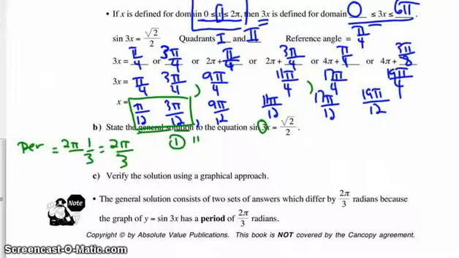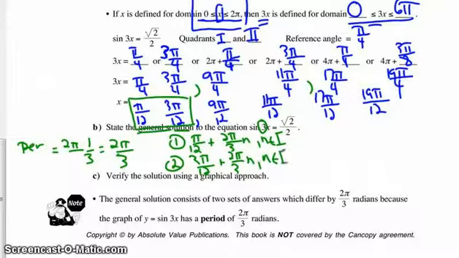Statement number 1 says pi over 12 plus 2 pi over 3 n, where n is an element of integers, and the other statement is 3 pi over 12 plus 2 pi over 3 n, where n is an element of integers. And those are my 2 key answers to writing all the general solutions. You can verify by using that. So the general solution consists of 2 sets of answers that are repeated every 2 pi over 3 radians because it has a period of 2 pi over 3.